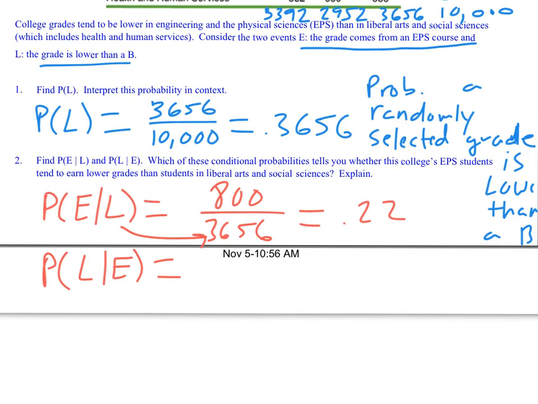Up top we'll have 800, but now this is just about the engineering grades. There's 1,600 of those, and that one comes out to be 0.5.